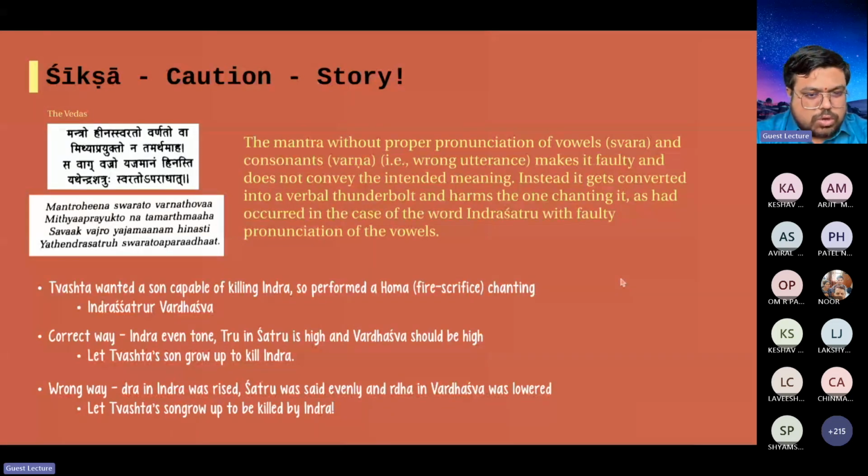But due to the wrong way, what did he utter? The Dra in Indra was raised, but the Shatru was said evenly, and the Tha in the Vatrashva was lowered, which meant let Tvashta's son grow up to be killed by Indra. And hence, that was the fate of Tvashta's son.